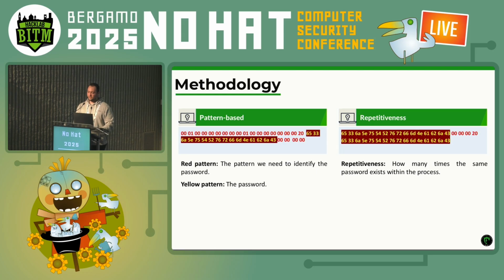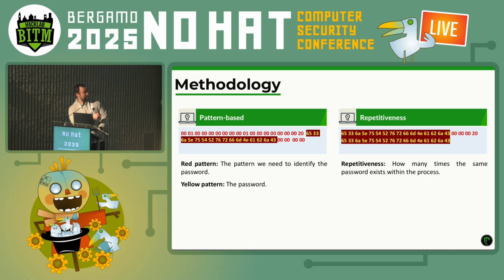The first case is a pattern-based attack. Basically, here we have highlighted in yellow, in hexadecimal format, how the process holds the password in clear text format. So we are interested in the bytes that are either before or after, or in both cases, to be able to identify the password within the process.